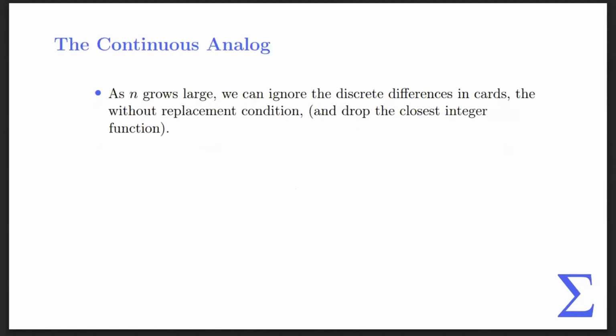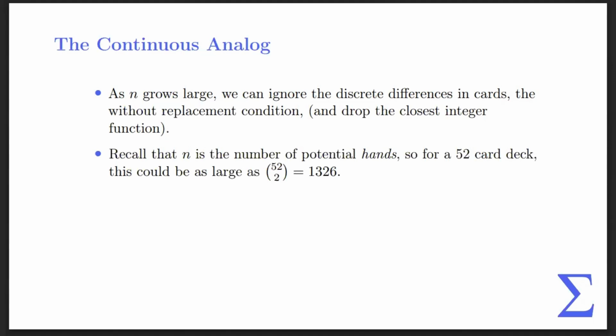So what we're going to do is make a continuous analog of this problem. As n grows large, we can ignore all of the discrete differences between the cards, and also the fact that the cards are drawn without replacement, and everything else like the closest integer function, of course. Remember that n is not necessarily the number of cards in the game, but the number of possible hands in the game. So if we were playing Texas Hold'em with a 52 card deck, this would be about 52 choose 2, maybe a little bit less because some hands are equivalent, but that's still pretty large. And for the purposes of this game, I'll consider anything greater than 100 pretty large.